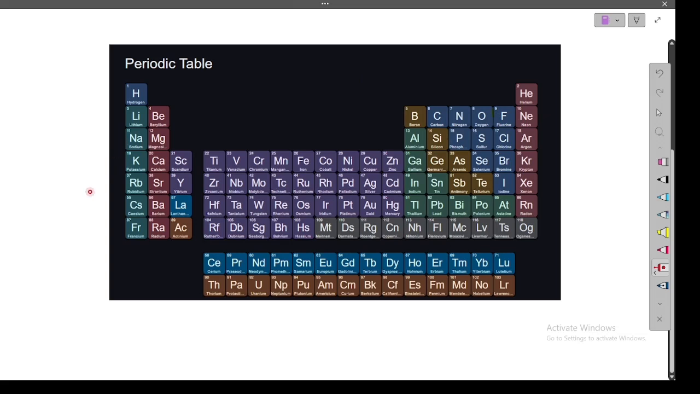So there you have it. The periodic table is not just a list of elements. It's a map that shows us how atomic properties change in a logical and predictable way.